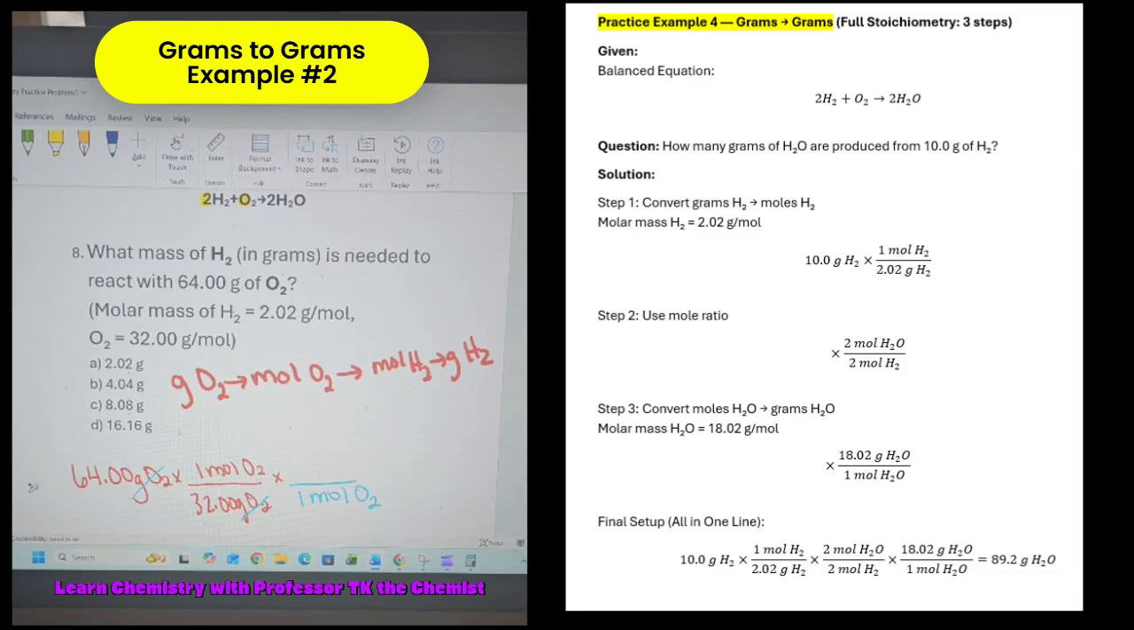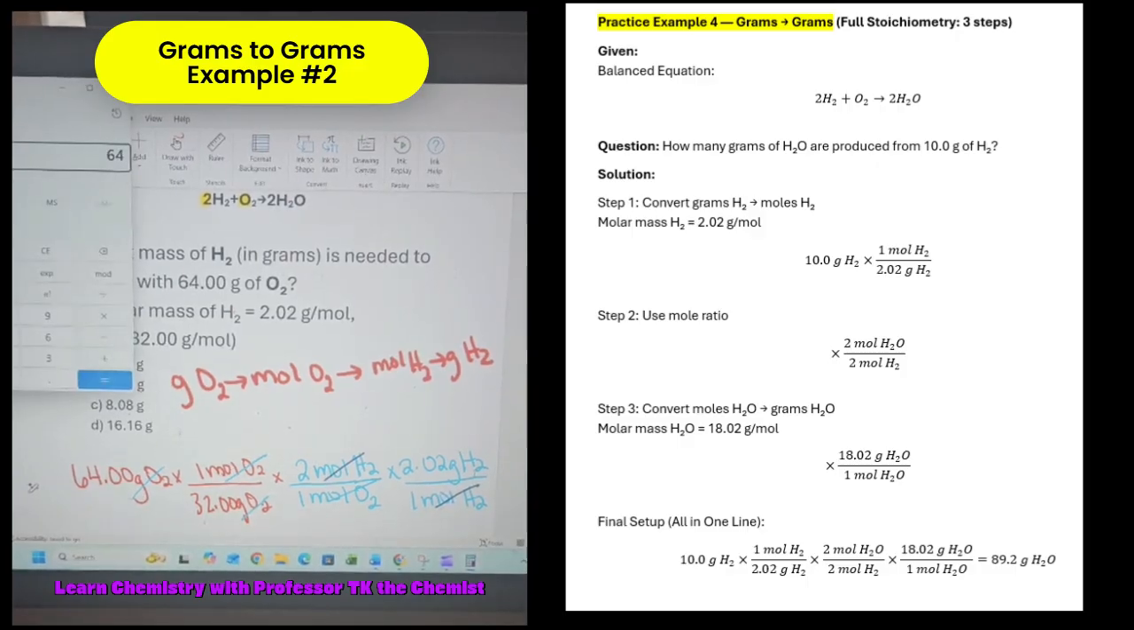1 mole of oxygen is on the bottom. 2 moles of hydrogen is on the top. Again, we're going to cancel the moles of oxygen. And now in this last step right here, we were trying to get to the grams. So 2.02 grams of hydrogen is on the top with the 1 mole of hydrogen on the bottom. Thank you, Eric. Cancel those out. Go ahead and make that math work. What's 64 times 2 times 2.02? And then divide that by 32. And you get 8.08, letter C.